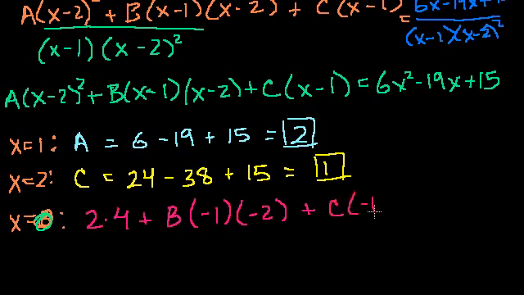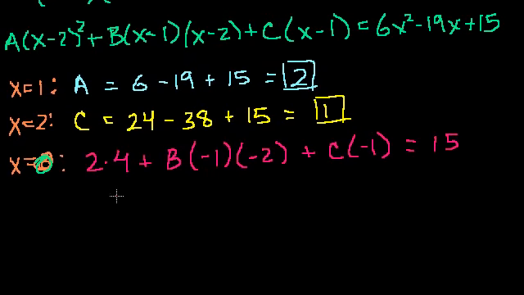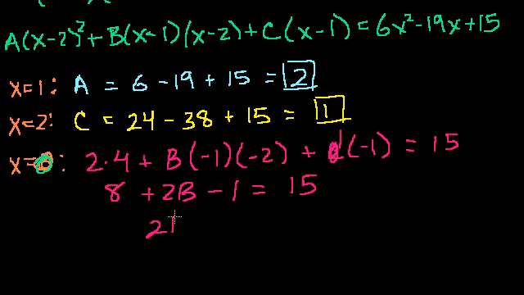If x is 0, then this is 0, this is 0, and it's equal to 15. Now we just solve for b. We get 8. Let's see, this is plus 2b, right? Minus 1 times minus 2 is plus 2. Oh, and we shouldn't have written the c here. We know what c is. c is 1, right? So this is just a 1. So 1 times minus 1 is minus 1, equal to 15. And let's see, we have 2b is equal to 16 minus 8, which is 8. b is equal to 4, dividing both sides by 2.